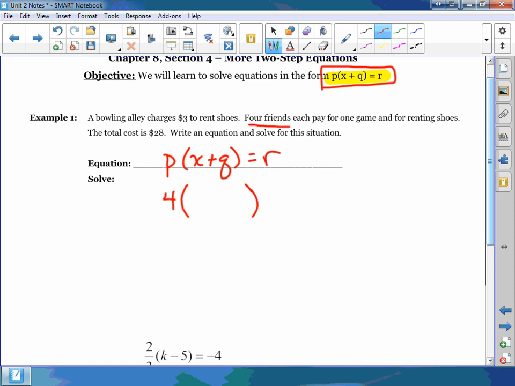Make sense? So let's see, what are each of the friends paying? Well, they're paying for a game, which I don't know how much the game costs, so that would be our variable, cost of a game.